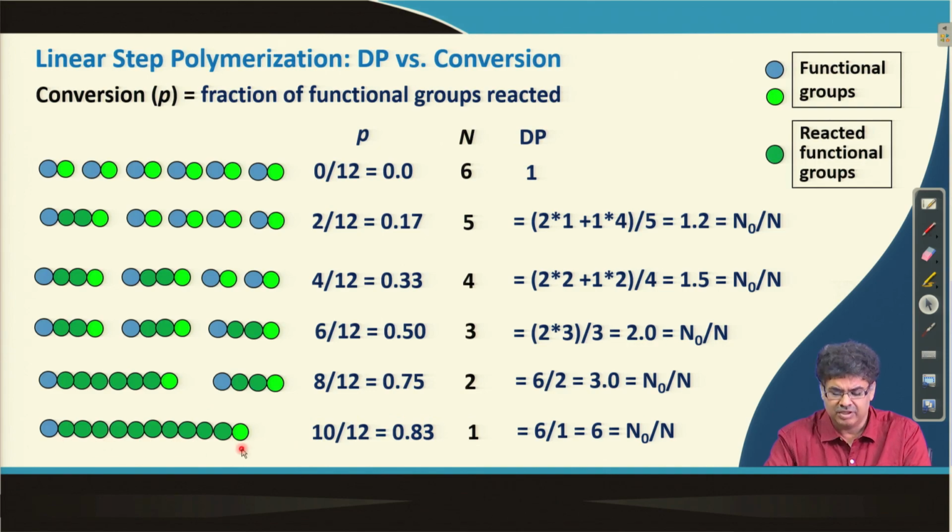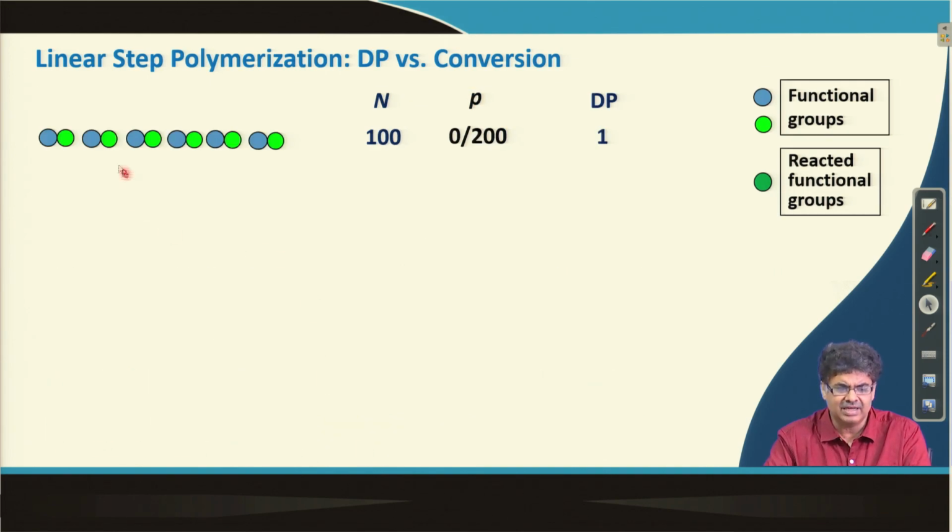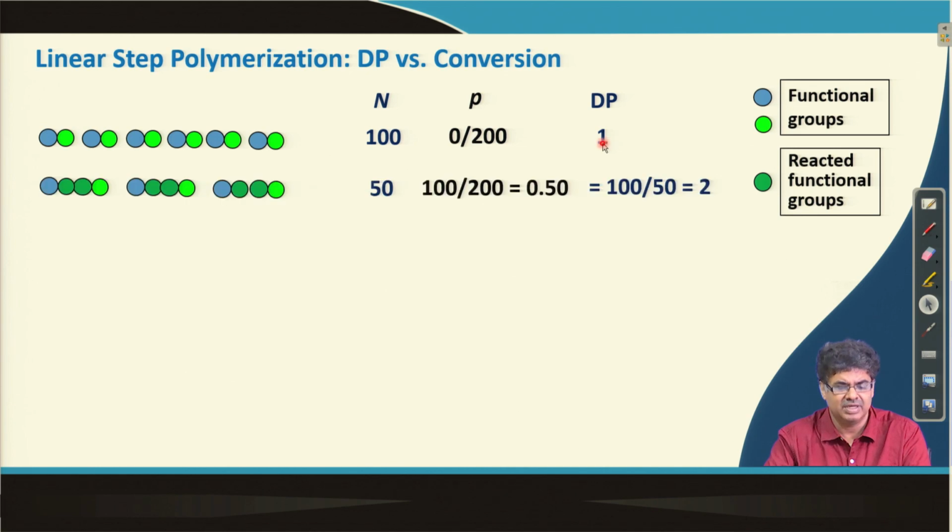or to make one molecule. We move to a little larger number. So, say you have 100 of these molecules. At the beginning, 100 molecules mean we have 200 functional groups. So, p is 0 by 200 and the degree of polymerization is 1. Now, hypothetically, if each 2 of such molecules react forming dimers, then we have 50 molecules and 100 functional groups have reacted. So, conversion is 0.5 and the average degree of polymerization is 2.